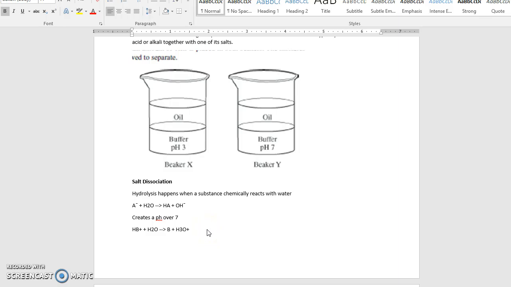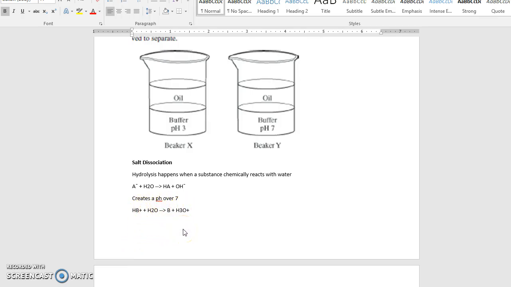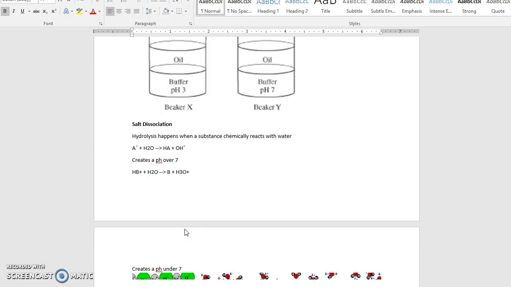Salt dissociation is another topic under this category, and it is typically the hydrolysis of an acidic or basic salt. When it's dealing with a basic salt, it'll typically yield a pH over 7 since the OH- ion is produced, and the opposite occurs when dealing with an acidic salt because an H3O+ ion is produced, pushing the pH down.